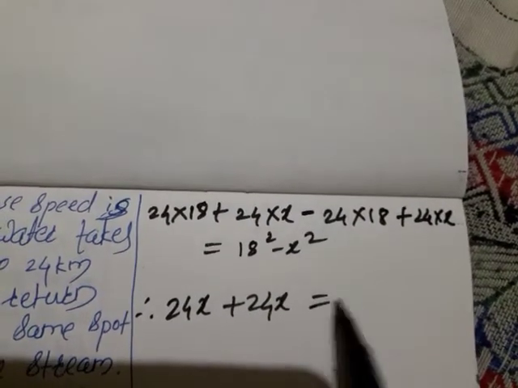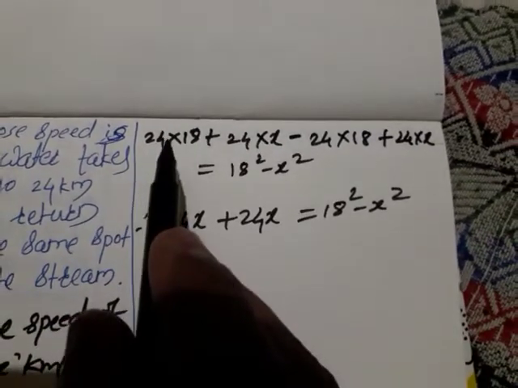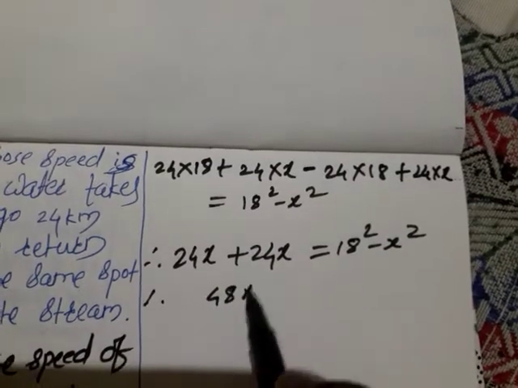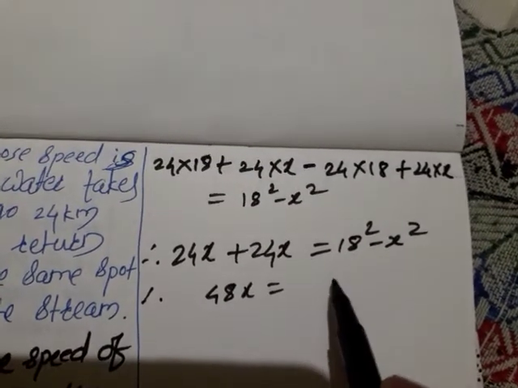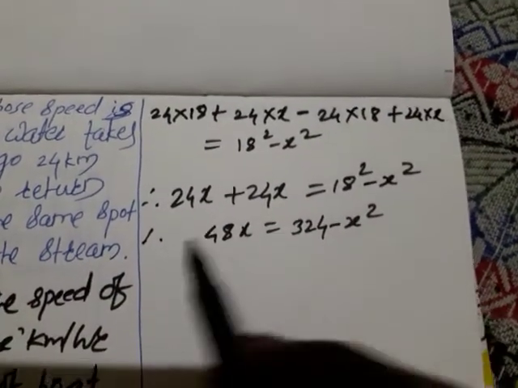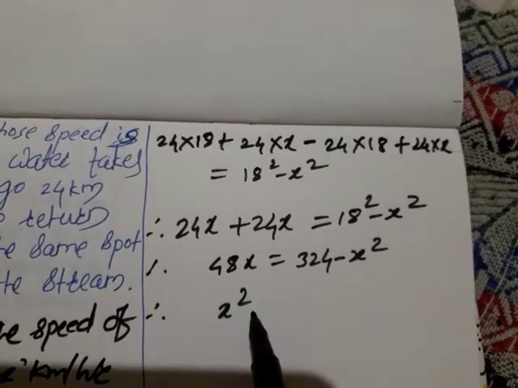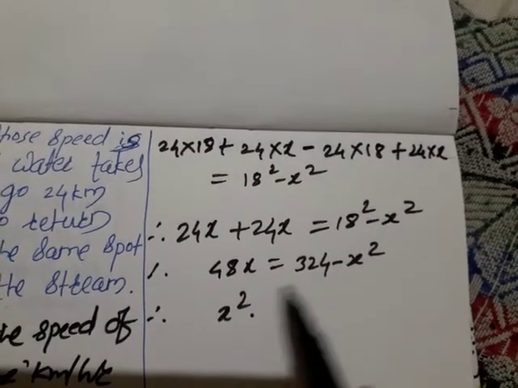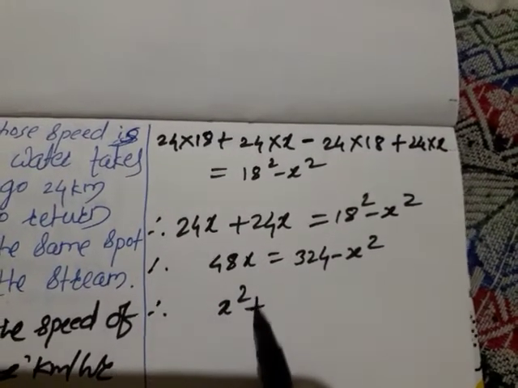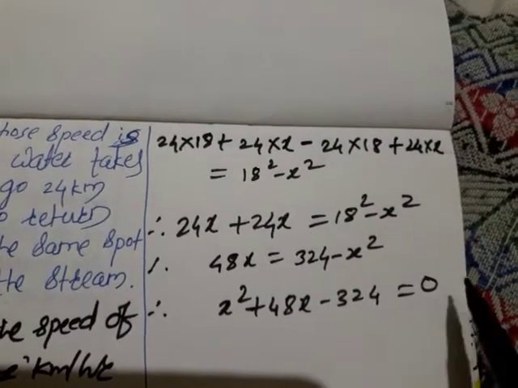24x is equal to 18 square minus x square. What I did, this plus and minus cancelled. 24 plus 24, 48x is equal to 18 square, which is 324, minus x square. Got idea? We will transfer into the quadratic equation. X square, I have transferred this minus x square to here, then it will be plus x square. This plus 48x as it is, this will be minus 324 is equal to 0.